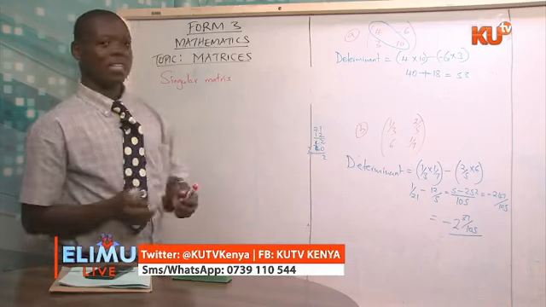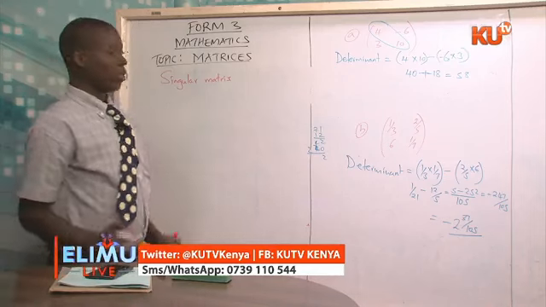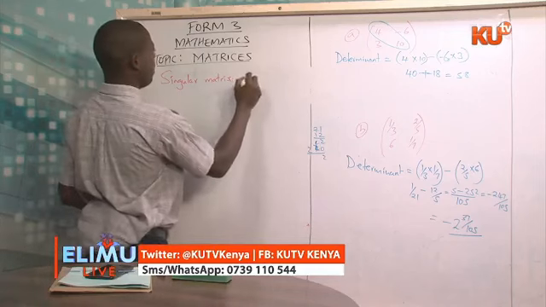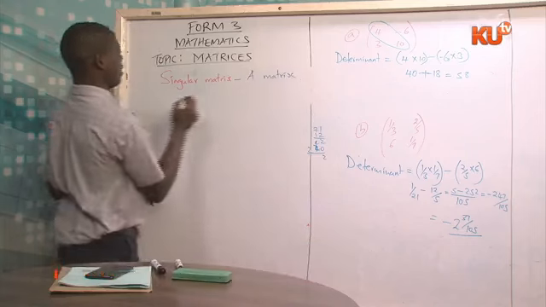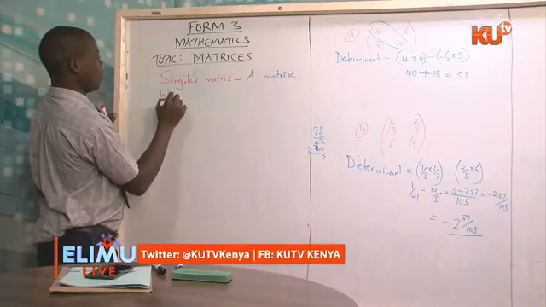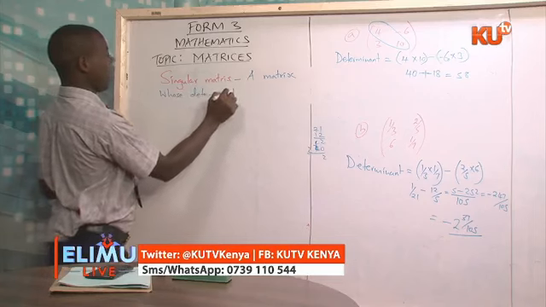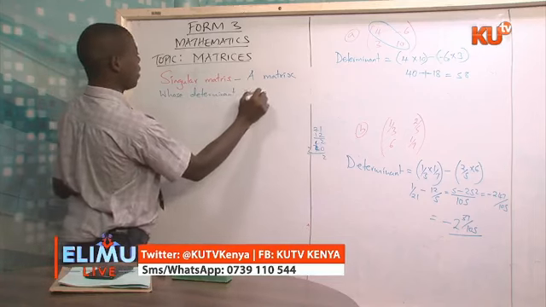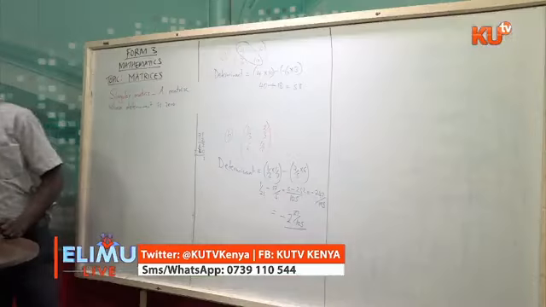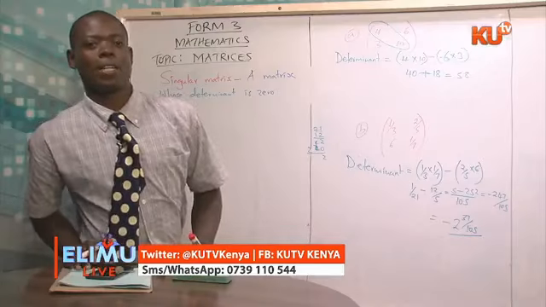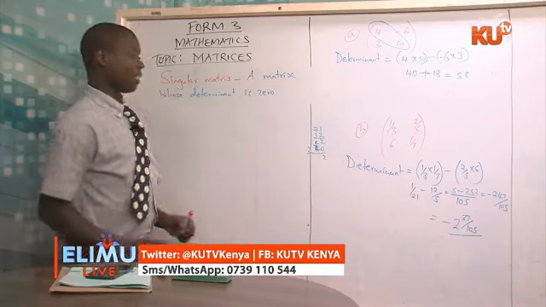Yes, a singular matrix is simply a matrix whose determinant is 0. Meaning, if you work out the determinant in the way we've done in our examples, and you obtain the determinant to be 0, then that is what we call a singular matrix.